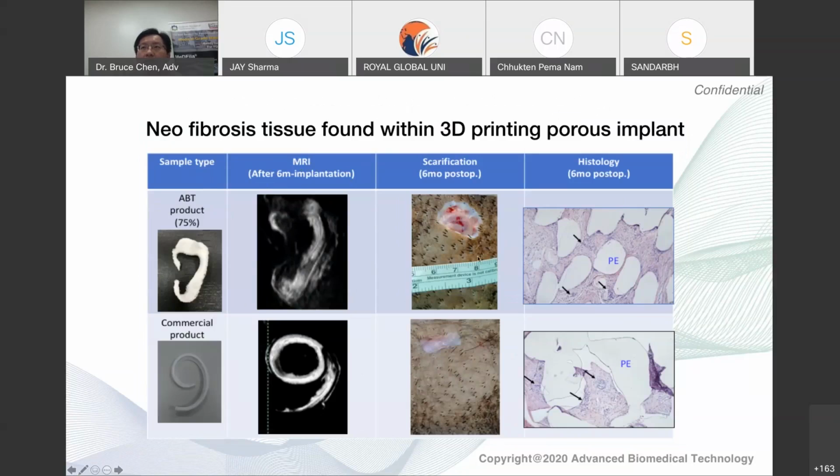And you can see in the gross observation, you can see some blood. It means the graft has new vascularization, with small vessels or microcapillaries. And for the histology assessment, you can see connective tissue regrowth in the implant. So it's no different compared to a commercial product. That's our observation.